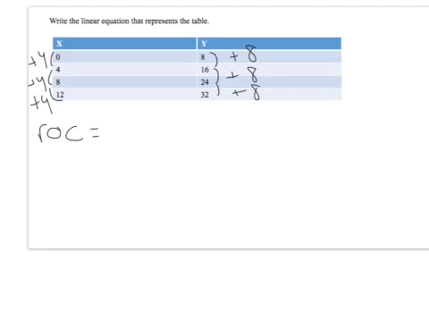So we take the pattern in the y, which is 8, divided by the pattern in the domain, which is our x, which is 4. 8 divided by 4 will give us 2. The next step is to find our y-intercept. So go to your table to where x equals 0, and go to what's across from it, which is 8.